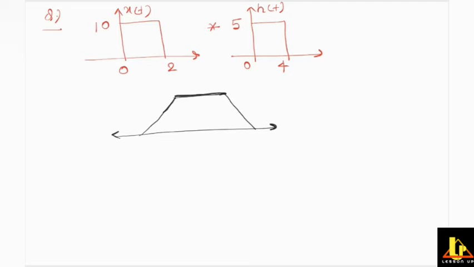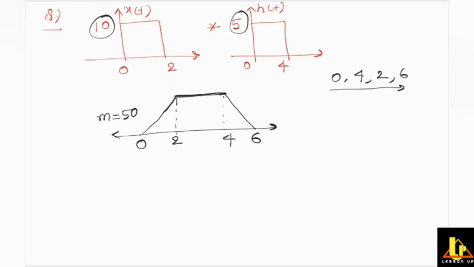Okay, and what will be the limit? 0 plus 0, that is 0. 0 plus 4, that is 4. 2 plus 0 is 2 and 2 plus 4 is 6. So we arrange these digits. So this will be 0, 2, 4 and 6. Okay, and what will be the slope m? This will be 10 into 5, that is 50.